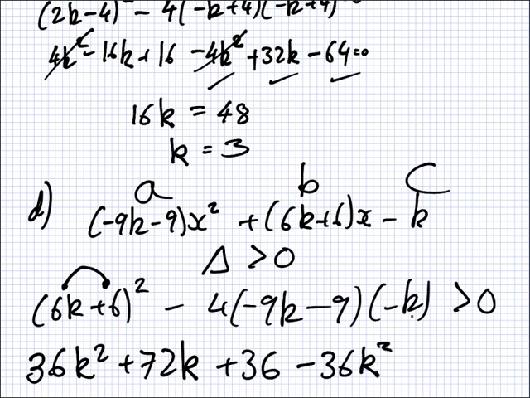And then minus 4 multiplied by minus k, again, is 4k. And 4k multiplied by minus 9 is minus 36k. More than 0. It cancels again.